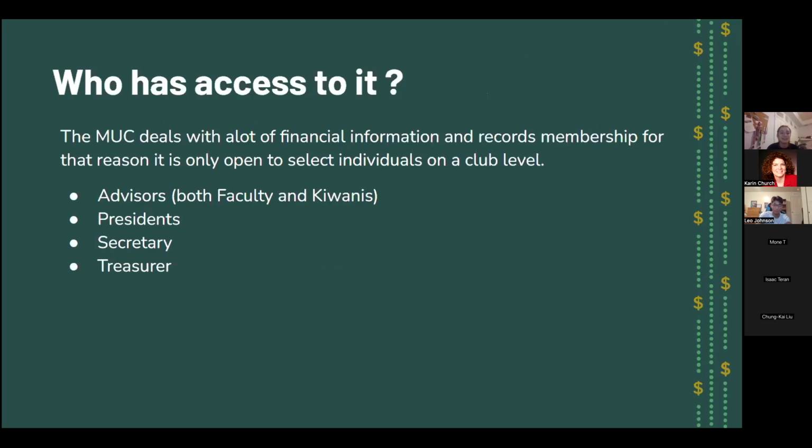So the MUC deals with a lot of financial information and records membership. Because of this reason, only a few people will have access to it on the club level, and these will be your advisors, both faculty and Kiwanis, your presidents, your secretaries, and your treasurers. These are the only people who will be able to see it, so any of your other officer board won't be able to.